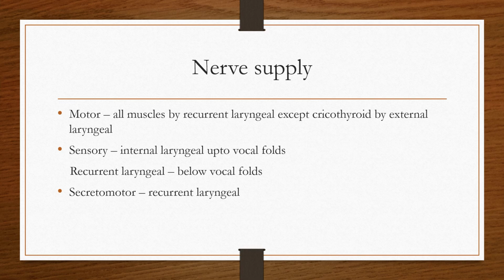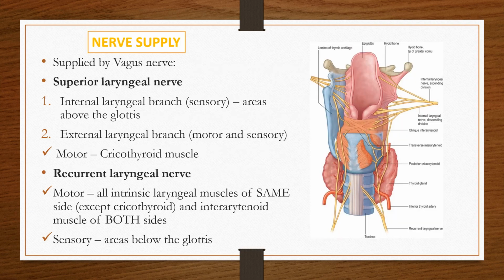This is in detail the nerve supply. We have already seen this. The superior laryngeal nerve, which is a branch of the vagus, gives internal and external laryngeal branches. The external laryngeal is both motor and sensory, motor to the cricothyroid muscle. The recurrent is also a branch of the vagus. It gives motor to all the muscles and sensory to the area below the glottis.